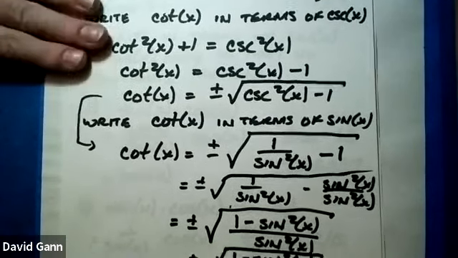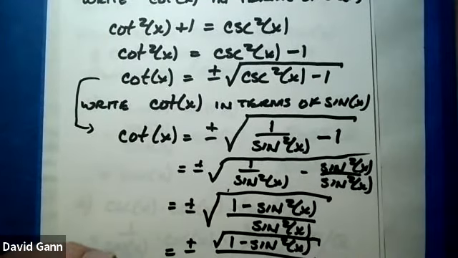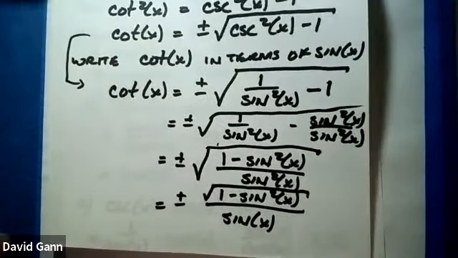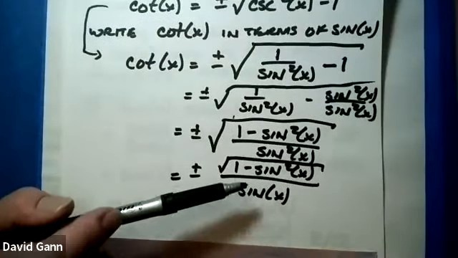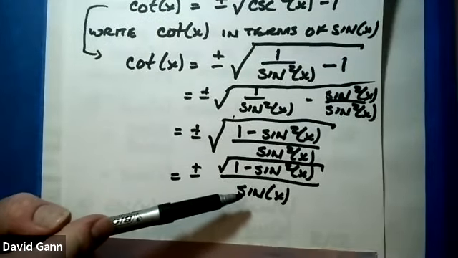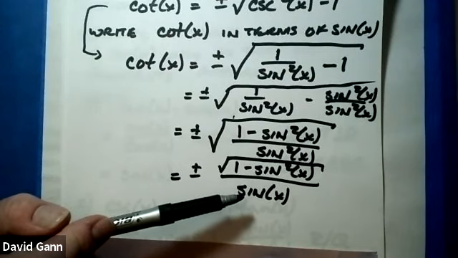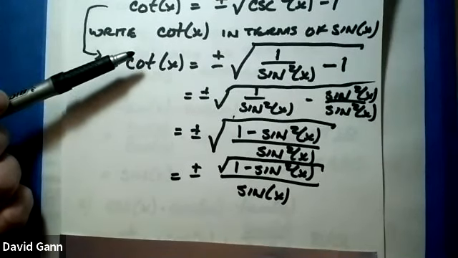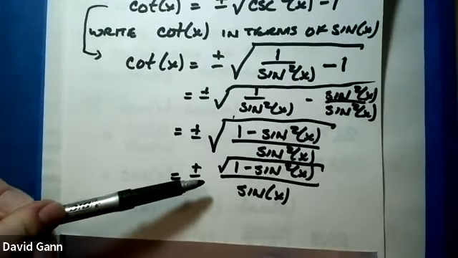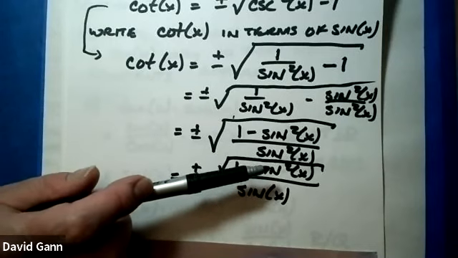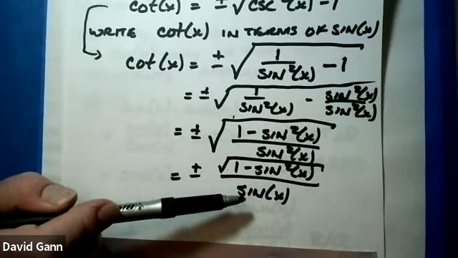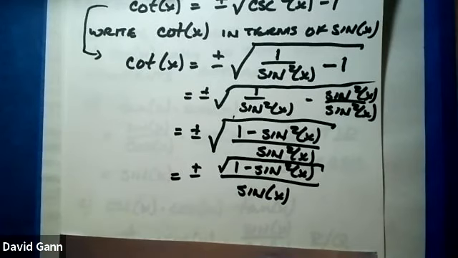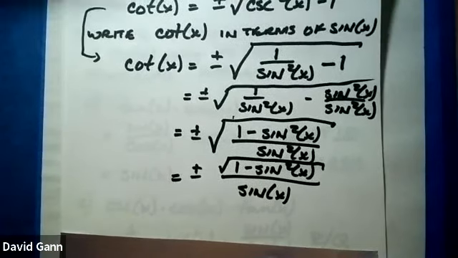And then finally, I'm going to break apart the radical and have just sine of x in the denominator. So the net result is that cotangent of x can be written solely as a function of sine of x, and that is plus or minus the square root of 1 minus sine squared of x divided by sine of x. Okay?